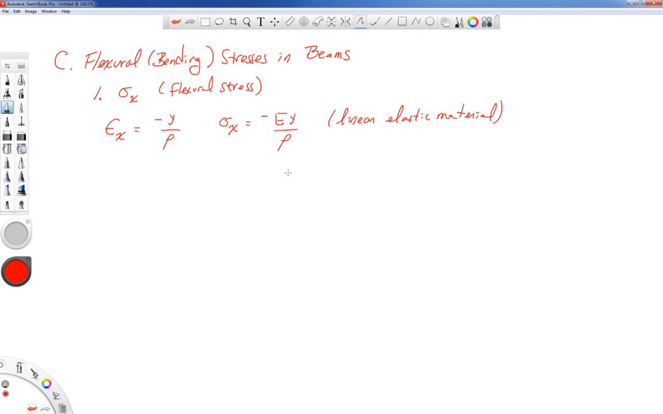And just to recall a couple terms that we had previously, the rho is the distance from the center of curvature to the neutral axis, also known as the radius of curvature. So when we take our beam, it bends into an arc. And the distance here to the neutral axis is the distance rho. Now the actual surfaces of the beam are above and below this neutral axis.